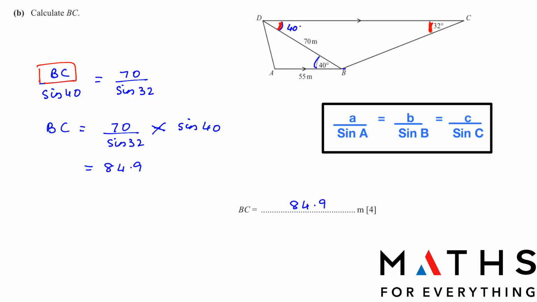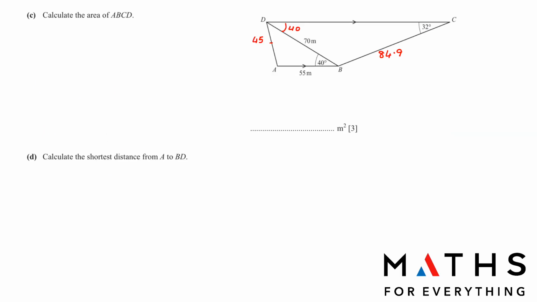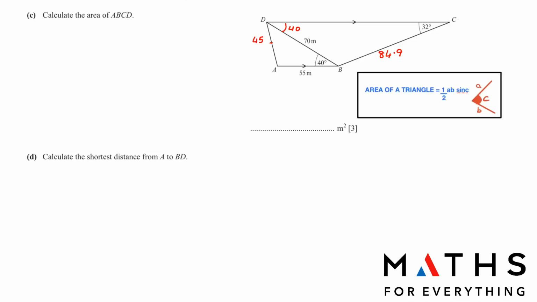We can just leave it that way. So you see, if you know your formulas, like this one and the other one, you get good marks. It's easy. Part C, calculate the area of ABCD. This is not a straight line here, so we cannot use the normal one, half A plus B H. We will use the sine rule. We will find the area of triangle 1 and area of triangle 2 and then add them together.